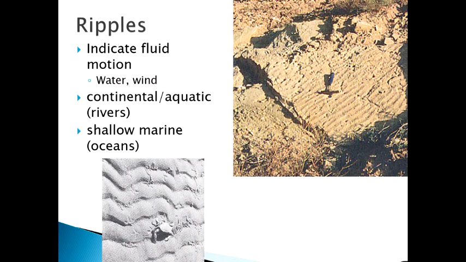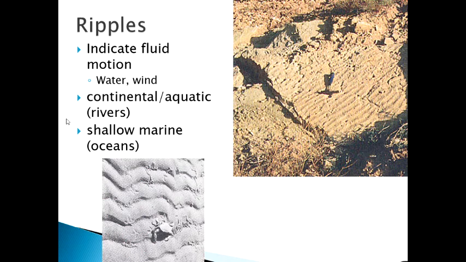A very, very useful, important type of sedimentary structure is the ripple, and ripples indicate fluid motion, mostly water but also wind. The lower left picture has a little crab walking over a beach, and you can see the little ripple marks there. The ripple marks formed as the tide went out and the water flowed from the land out into the sea. When water is in motion or wind moves over a bunch of little sediments, it piles them up into very, very distinctive ripple shapes.